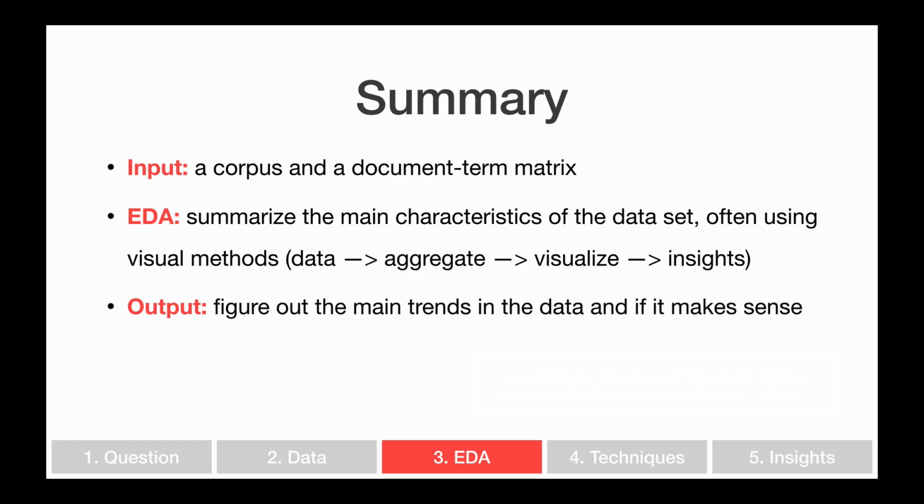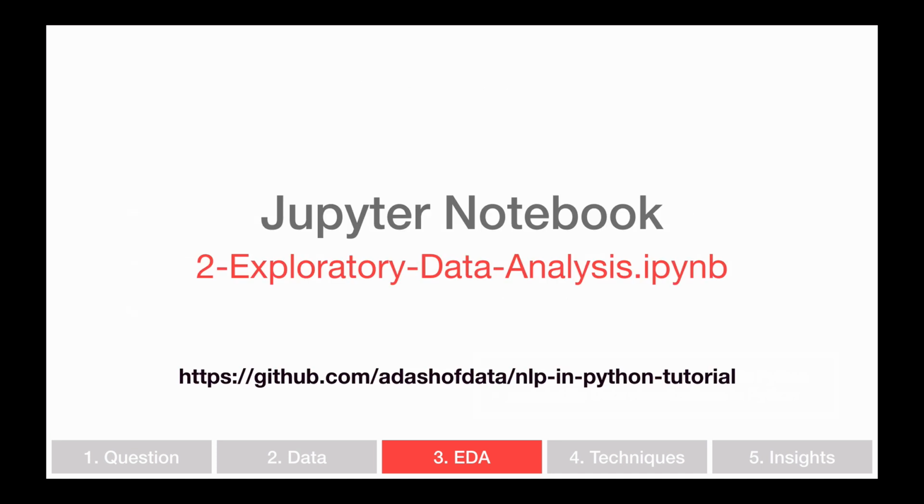So to summarize this section before I go into the code, the input into EDA, the EDA step, is data in a standard format. So for NLP, that's going to be a corpus or a document term matrix. And then for EDA, I'm going to summarize the main characteristics of the data using the 4 steps here. And then finally, the output to EDA is just getting comfortable with my data and seeing if it makes sense.